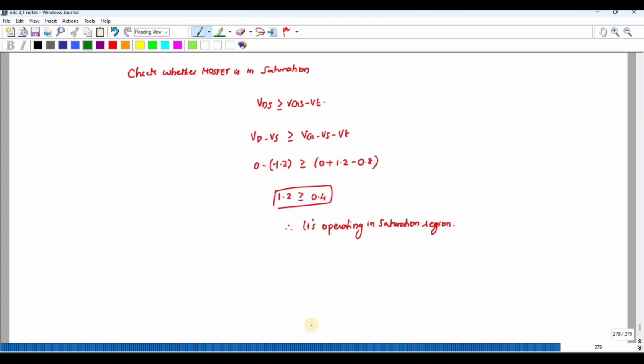We know that the transistor must operate in the saturation region. The saturation condition is VDS should be greater than VGS minus VT. VDS I can write as VD minus VS, and VGS I can write as VG minus VS. VD is 0, VS is minus 1.2 and VG also 0, and VT is 0.8. If I solve, I will get 1.2 is greater than 0.4. So it is operating in the saturation region, and the VDSQ value is nothing but 1.2 volt, and the IDSQ value is 0.4 milliamps.